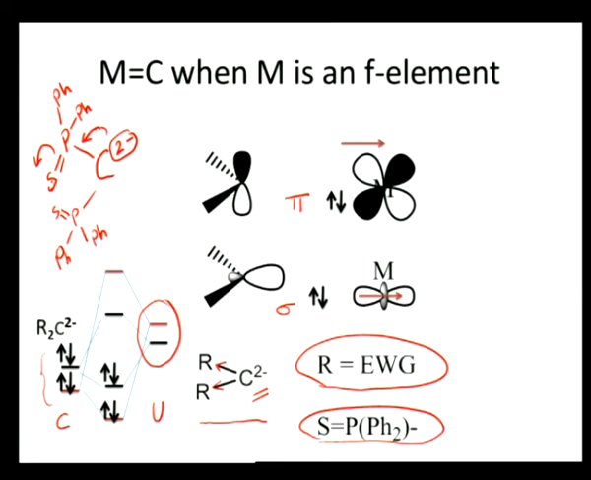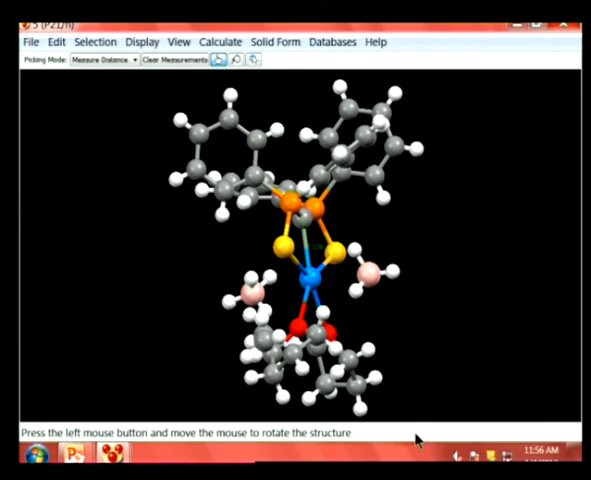So, let us take a look at this molecule. I am going to show you a structure where you have the uranium coordinated to this particular ligand, where you have CR2 2 minus, where the R group is actually a PPh2S. So, here is this molecule.